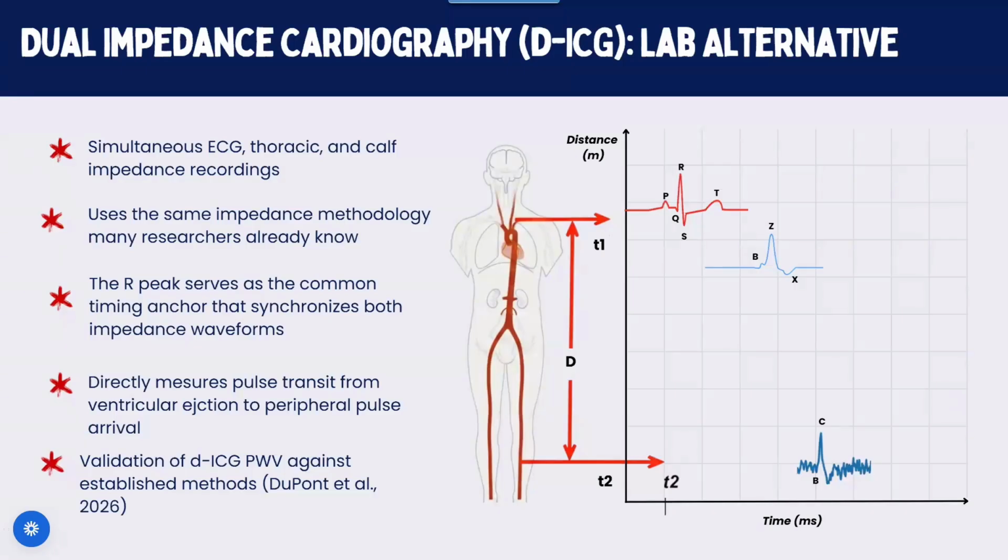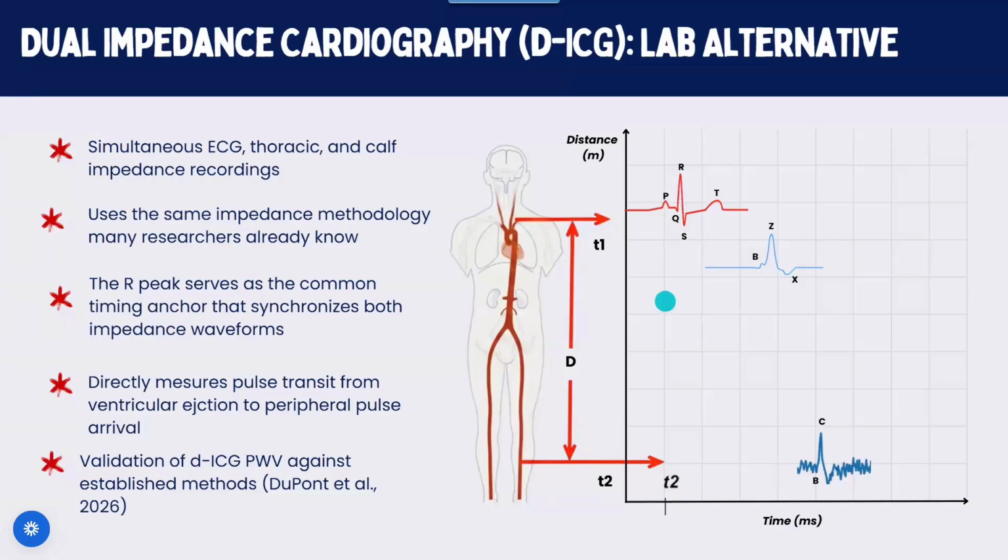So what we will see here is that we have simultaneous ECG, thoracic, and calf impedance recorded. And this will use the same impedance methodology that you already know, where we are treating our R peak essentially as our timing anchor that synchronizes both impedance waveforms. So the interesting thing about pulse wave velocity via dual impedance is that this directly measures pulse transit time from the ventricular ejection to the pulse arrival.